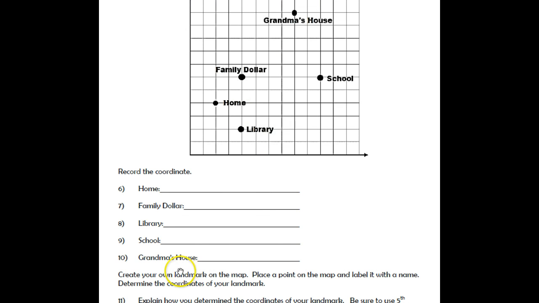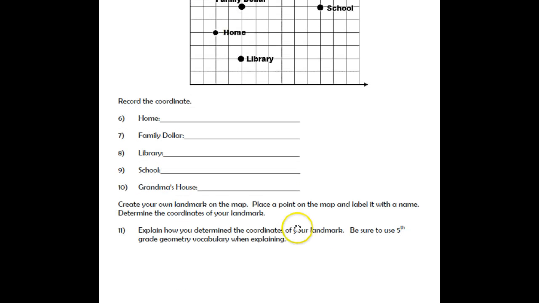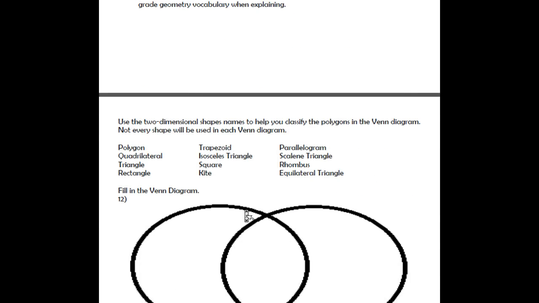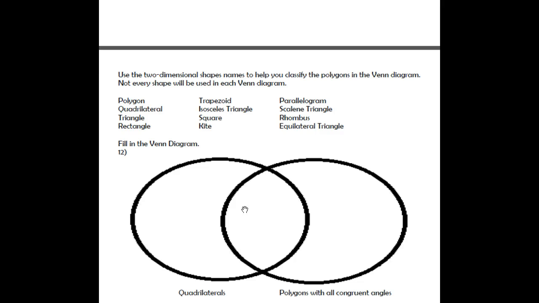So there's those 5, and then they have to create their own landmark on the map by putting the point on there and giving it a name. Could be anything. And then they have to explain how they determined the coordinates of their landmark, and the note I put with that is be sure to use 5th grade geometry vocabulary when explaining. So the student should be using the words coordinate and x-axis and y-axis in their explanation.